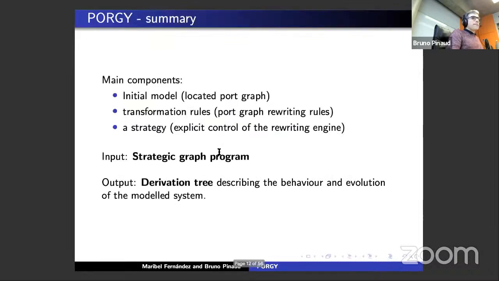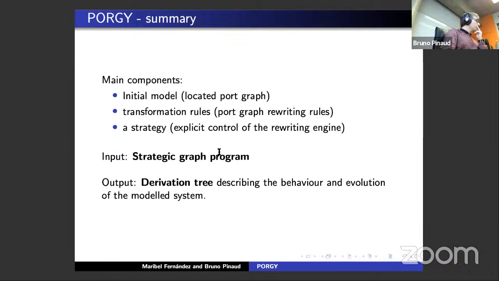So I want to summarize briefly what we just saw in PORGY, and then tell you a little bit about the foundation for that. You've seen that in PORGY we always start from an initial graph, which represents the initial state of the system we are analyzing. In the theory that I will show you later, it's going to be a port graph, but it's a port graph that we call an allocated port graph, because we can identify within that state the area where we want to focus on.